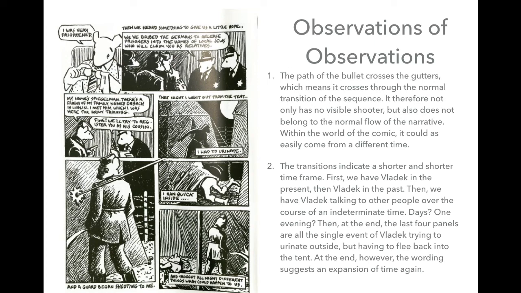Number 2, the transitions indicate a shorter and shorter time frame. First, we have present-day Vladek to past Vladek. Then we have Vladek in conversation with some people to Vladek in conversation with someone else. Could be any time. Could be the same time, but the way it's drawn, it's not clear, right? Then the last 5 panels are all occurring over one short sequence, which is Vladek going outside to urinate but having to run back inside. Then we get to the very bottom, and we have this final thought here. Vladek says, "And I thought all night different things, what could happen to us." So he runs outside to urinate, he gets shot at, he ducks back inside, and then it says, "and thought all night." So the time is going from a long passage of time to a short passage of time, back out to a long passage of time.